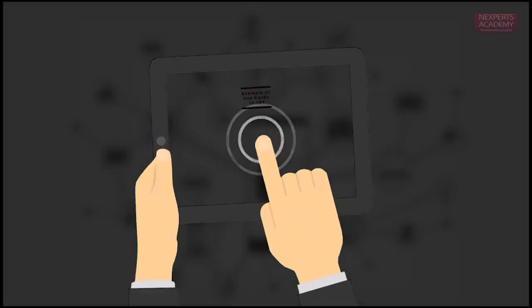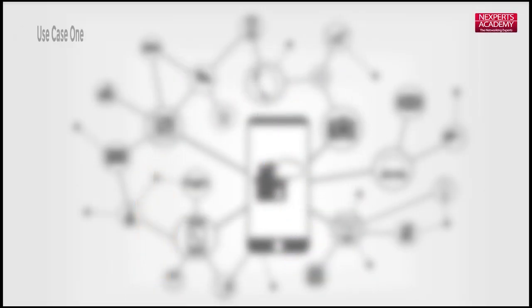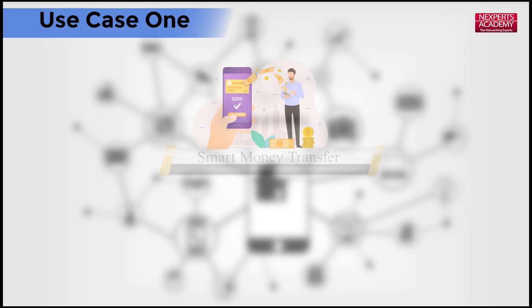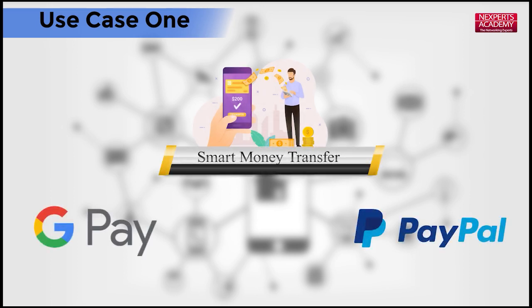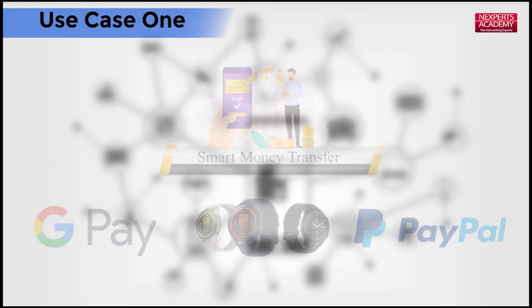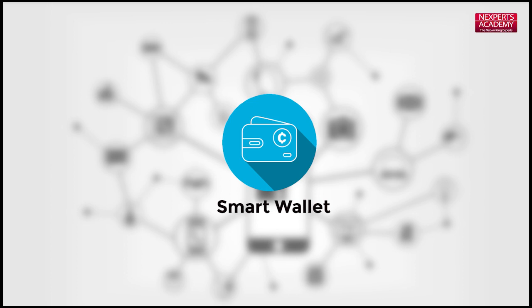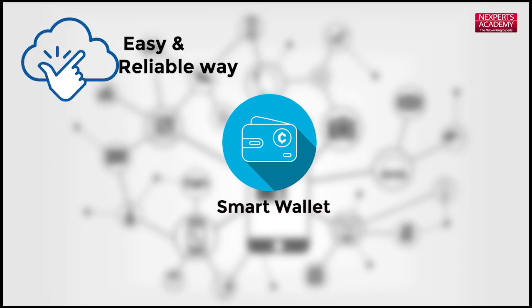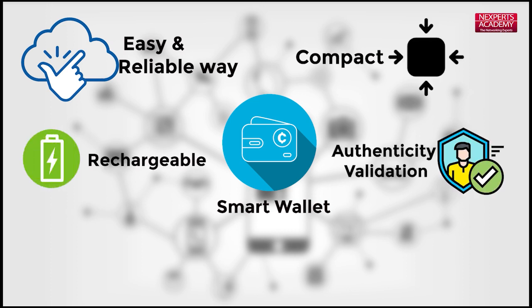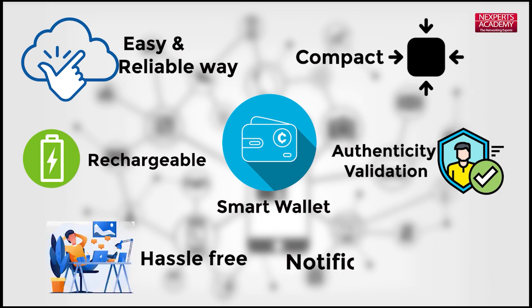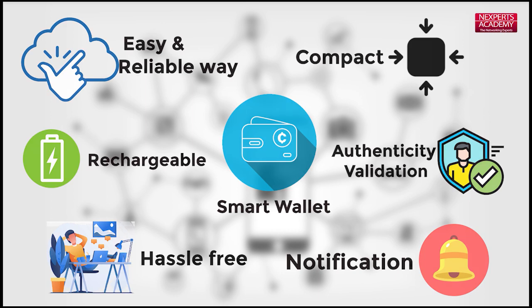Let's have a look at the sample use cases in IoT, which is smart money transfer. Transactions are made possible from your cell phone, with examples like Google Pay or PayPal. Imagine that we can make the transaction through a wristwatch. The purpose of a smart wallet is to provide an easy and reliable way for money transactions. It is compact, rechargeable, and provides user authenticity validation for safety purposes. Other than that, it is hassle-free and there will be a notification to update every transaction made.